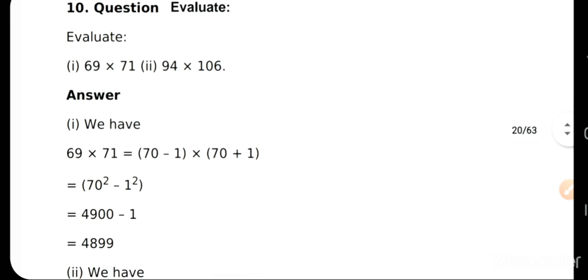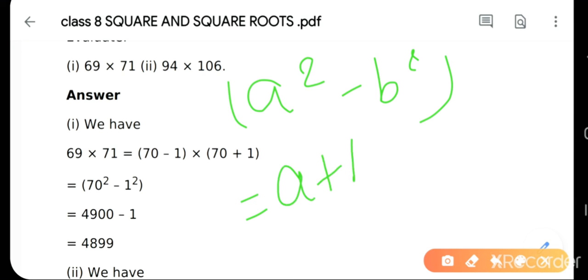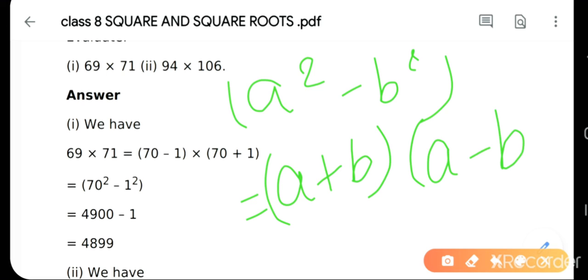Now question number 10, evaluate. Now we are done with a minus b whole square and a plus b whole square, and the next formula that we have to do is a square minus b square. I have told this formula also to you people. A square minus b square equals what? A plus b multiplied by a minus b.